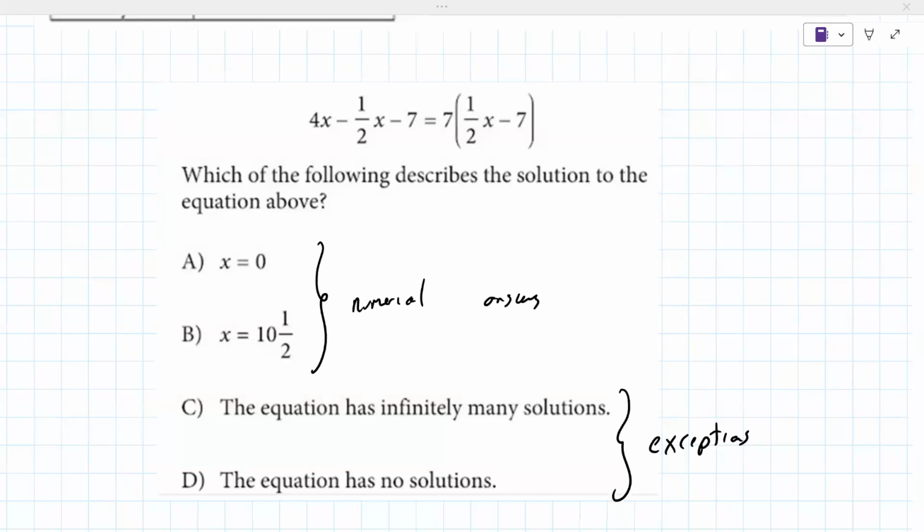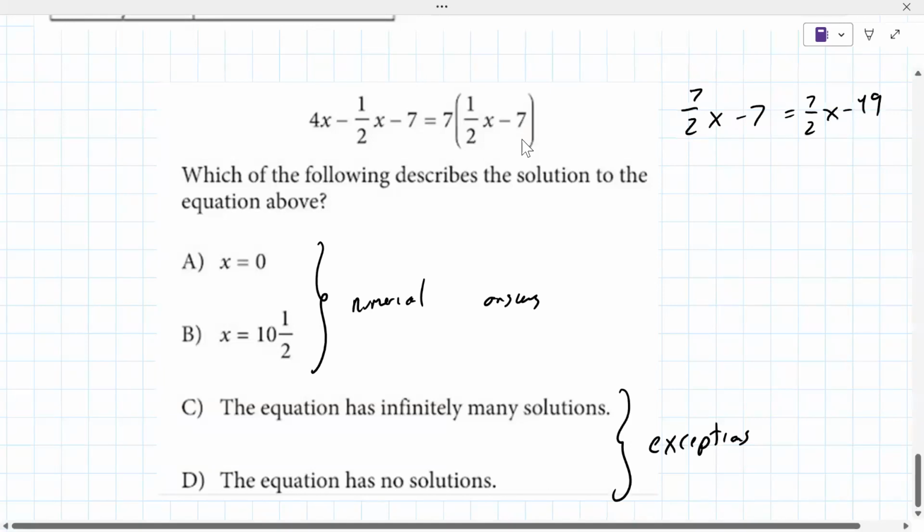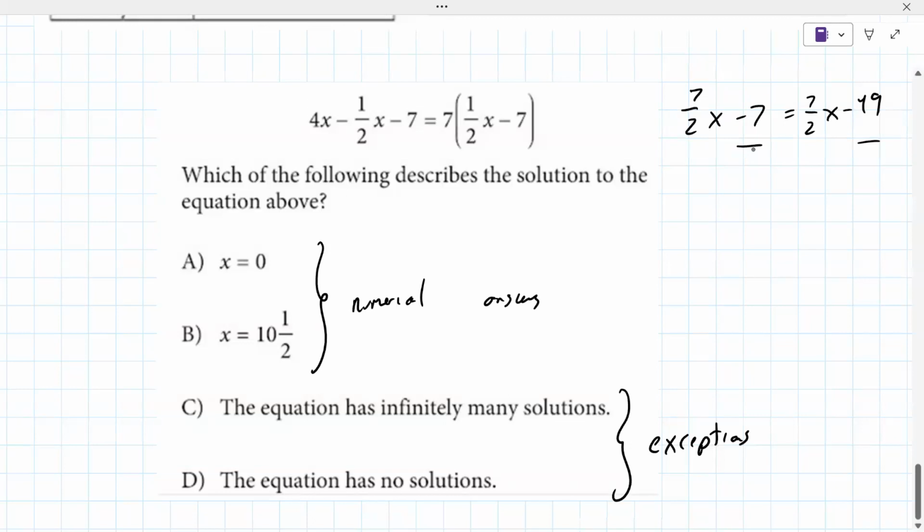D. Okay. And how confident are you in your answer? Pretty confident. Okay. Tell me how you came up with D. What did you do? Because the equation would be 7 over 2x minus 7 equals 7 over 2x minus 49. And 7 over 2 minus 7 over 2 is 0. And 0x doesn't equal. Now, did you keep trying to work it out here, or did you just see it from this point right here? I saw it from here.